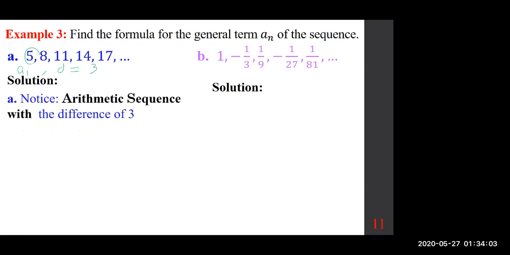And because it's an arithmetic sequence, you can use the formula for the arithmetic sequence for a sub n, which was given as a sub 1 plus d times n minus 1. You can use that because it is an arithmetic sequence, okay? And so you're going to replace each one accordingly. So a sub 1, which is 5, and d, which is 3, okay?